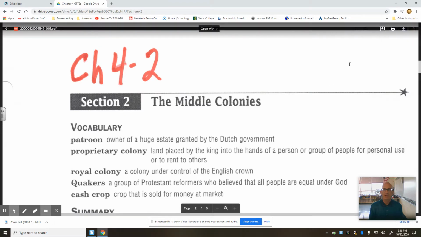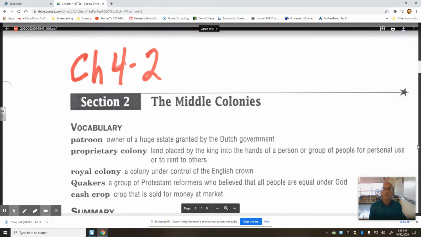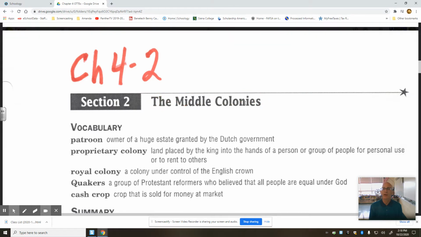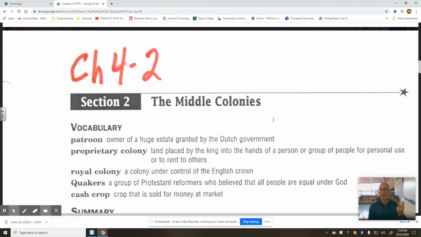Today we're going to be talking about the Middle Colonies, of which there are four. We looked first at the New England colonies, of which there were four original colonies. We're going to look at the next group of colonies, the Middle Colonies, and then in a future lesson, we'll look at the five Southern colonies. So we're breaking the colonies up into three groups: the New England colonies, the Middle Colonies, and the Southern colonies.